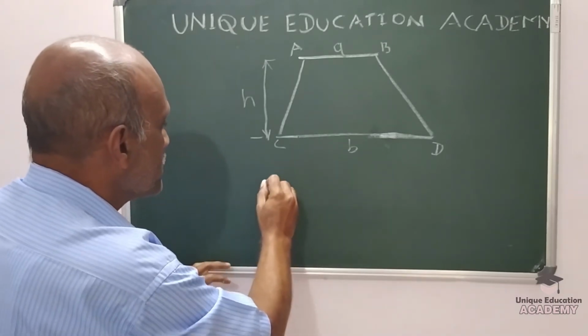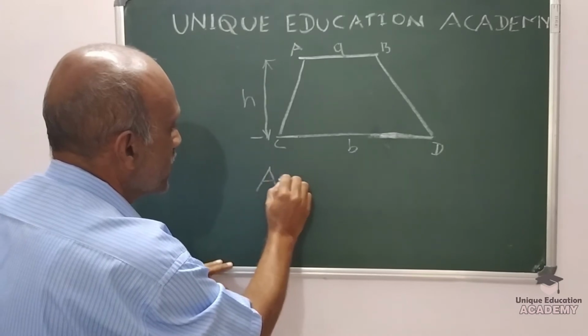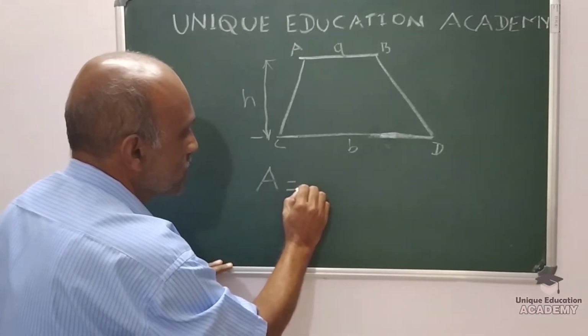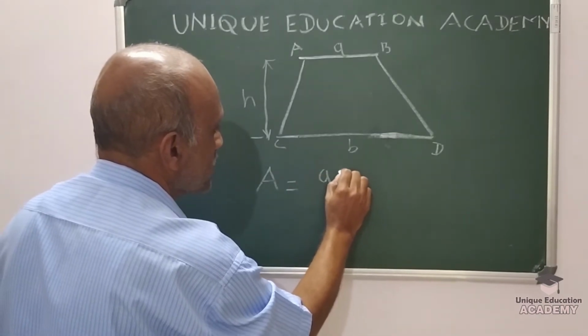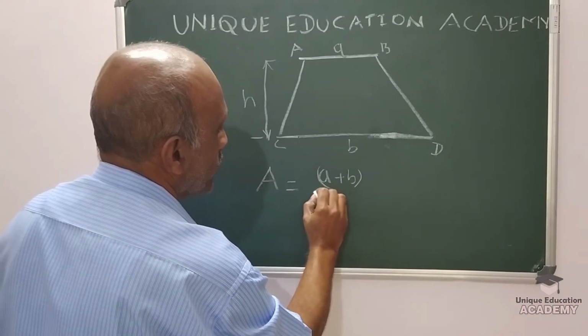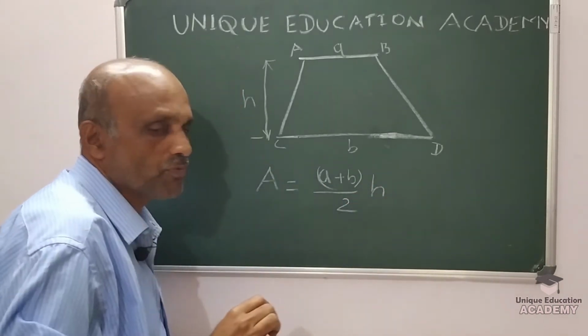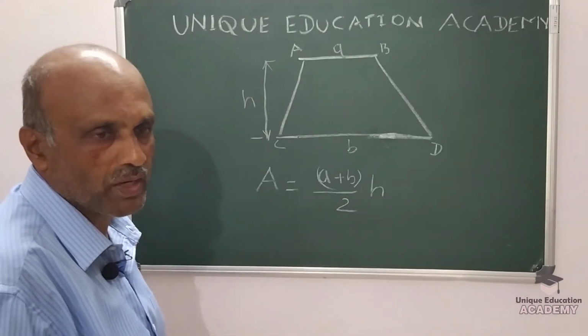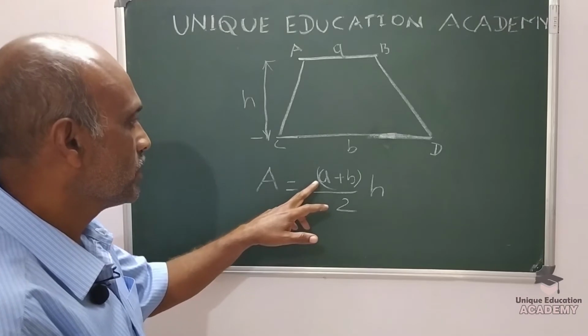then in such a case the formula used to find the area is equal to the sum of the parallel sides, that is a plus b, divided by 2, into height. So this is the formula used to find the area of a trapezium.